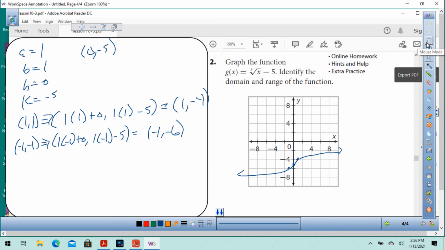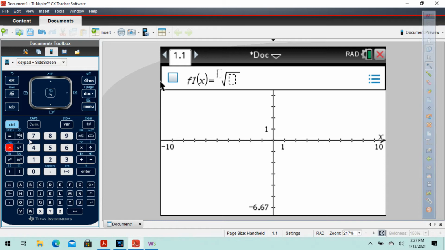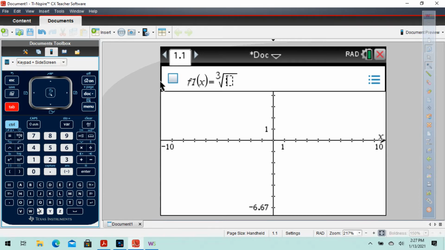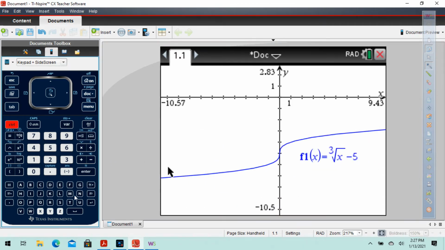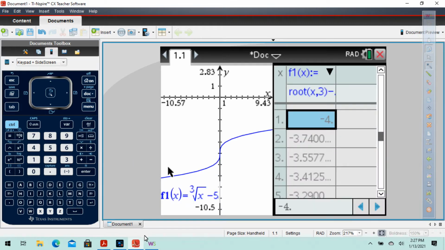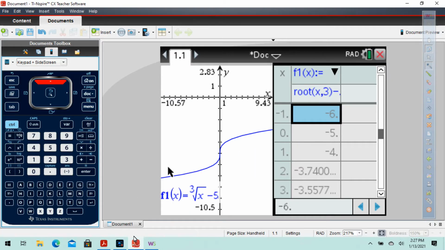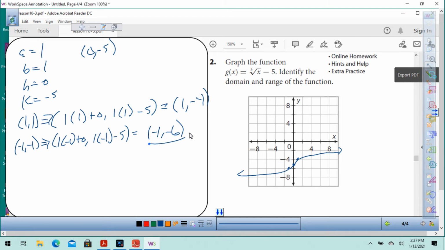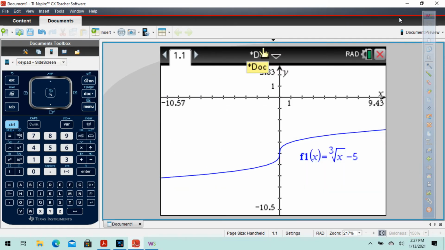There's also the calculator. Let's graph this one here in the calculator and see how close we came. Cube root of x, step outside, -5. And there it goes. Control T for the table. 1, -4, I believe that was one of them. 0, -5. And -1, -6, right there. So that was our 3 critical points. And let's go back.